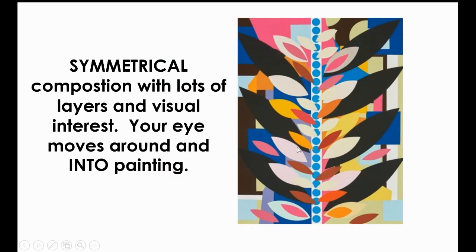Okay, good compositions can be symmetrical. Symmetrical is just like your face, your body, same on either side, a butterfly. But this is still active. Your eye kind of keeps moving out on these edges. It moves back into the image, not just around the surface, but then into the surface. I keep going.